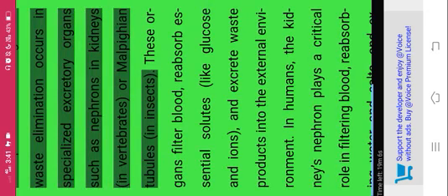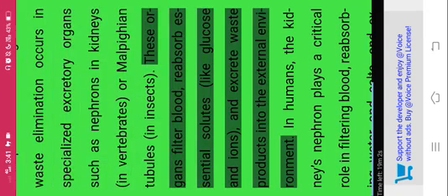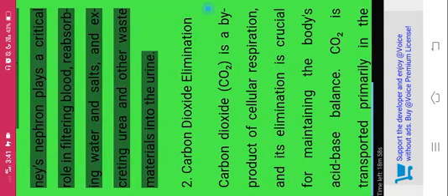The process of nitrogenous waste elimination occurs in specialized excretory organs such as nephrons in kidneys, invertebrates, or Malpighian tubules in insects. These organs filter blood, reabsorb essential solutes like glucose and ions, and excrete waste products into the external environment. In humans, the kidney's nephron plays a critical role in filtering blood, reabsorbing water and salts, and excreting urea and other waste materials into the urine.